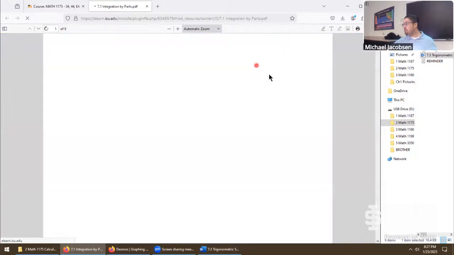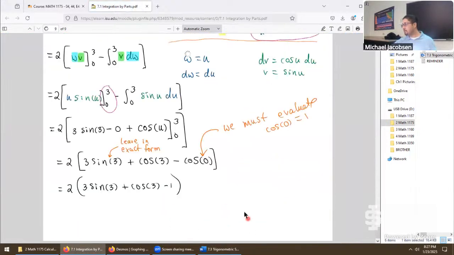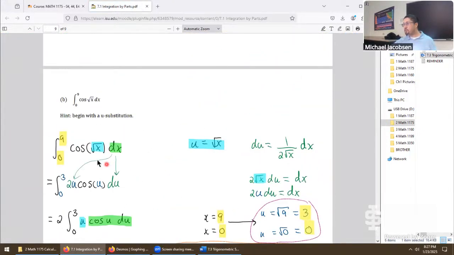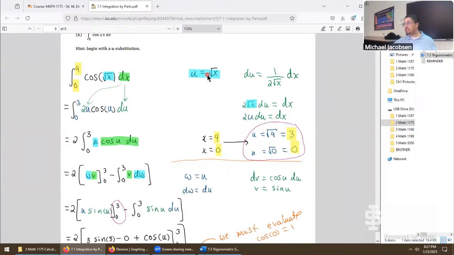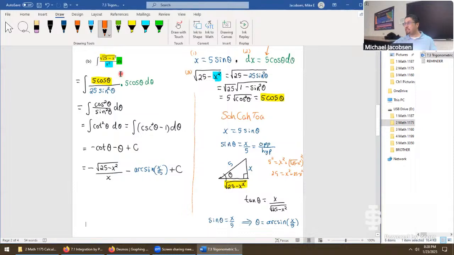Let's go to the very bottom of these notes. At the very bottom of these notes, we were solving cosine root x. It was a weird problem. We used u equals root x to get through it, but we made the integral a little bit worse. But notice what we did over here. We rearranged the differential. We brought u back inside of it, and that's what allowed it to eventually work as an integration by parts problem.